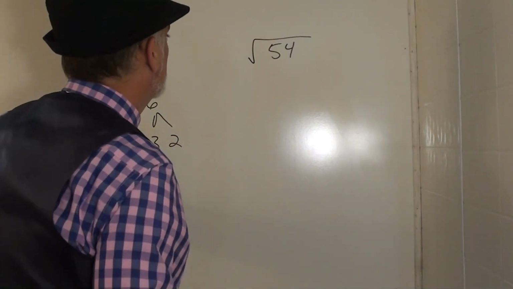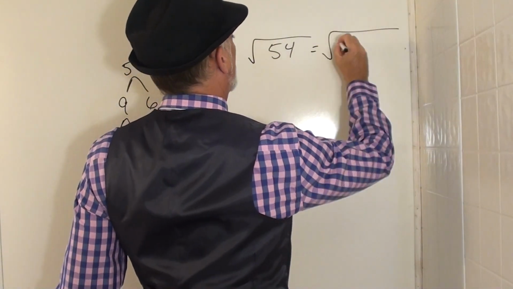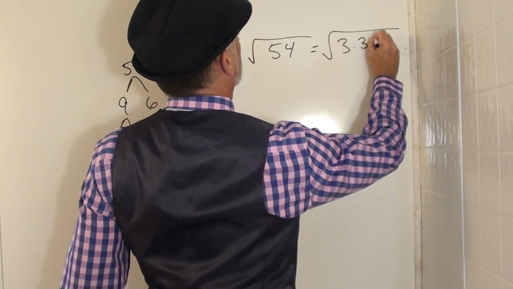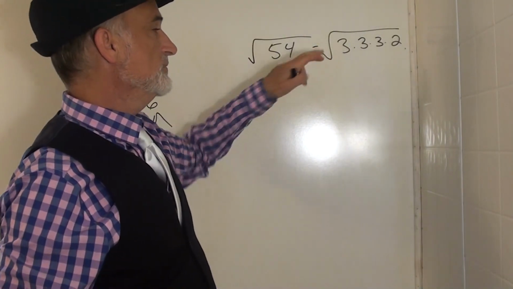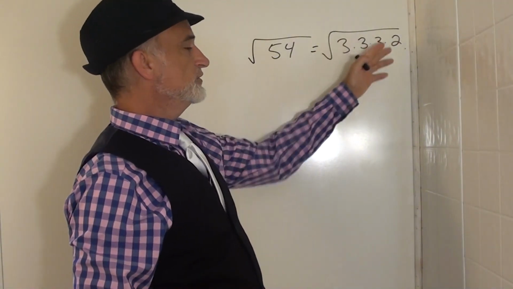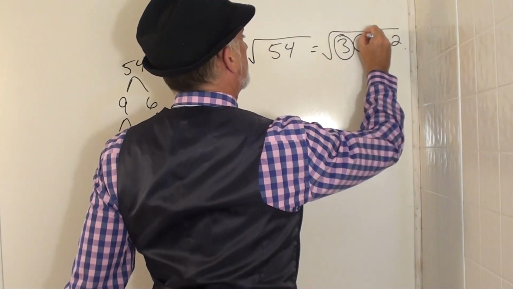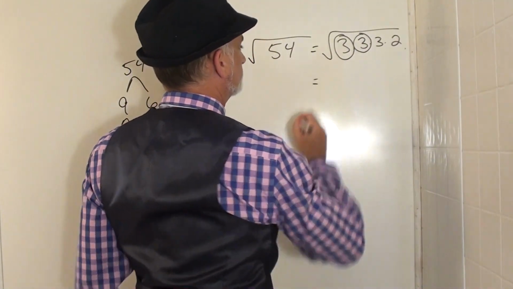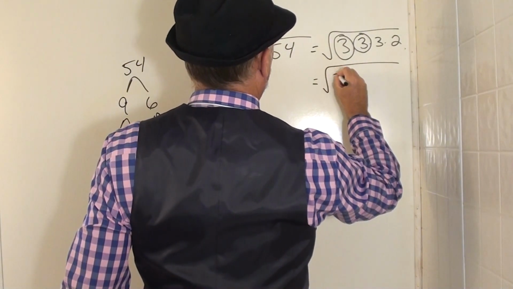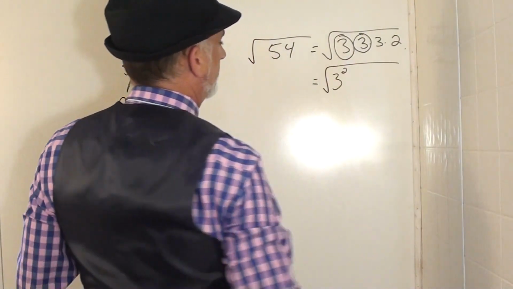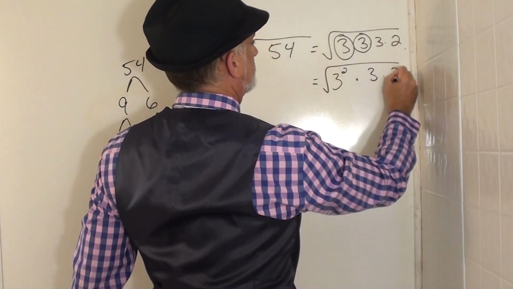So let's go back over here and do this. The square root of 54 also is the square root of 3 times 3 times 3 times 2. Remember, there's an index of 2 here, so I am looking for 2 of something. And what do we got right here? We've got 2 of something, right? So the square root of 3 squared times 3 times 2. You see what I do?